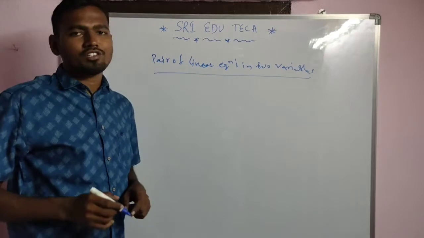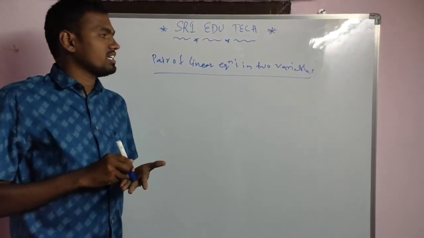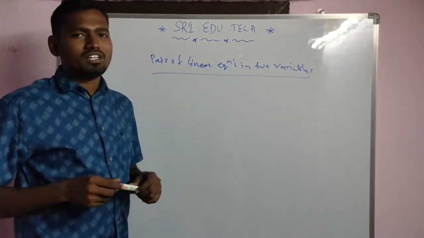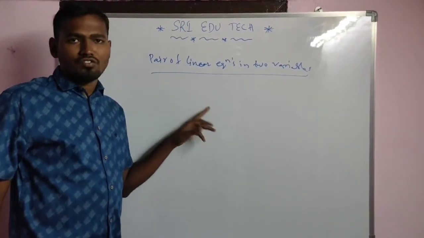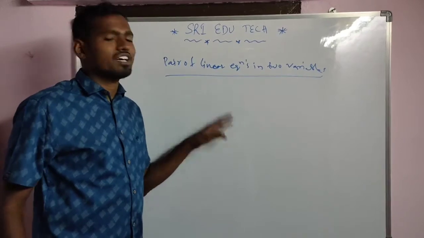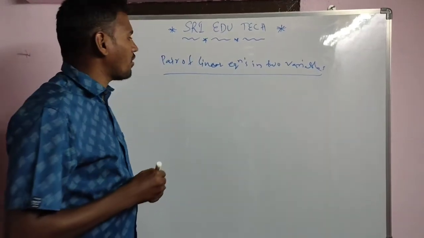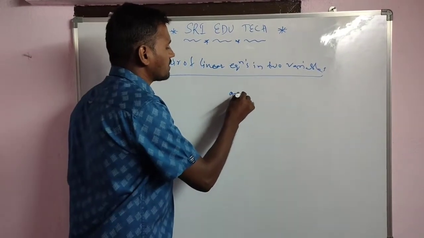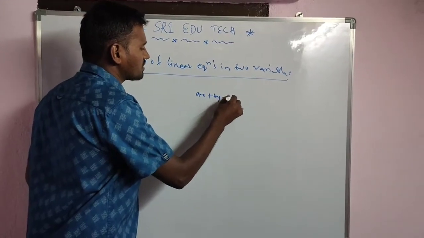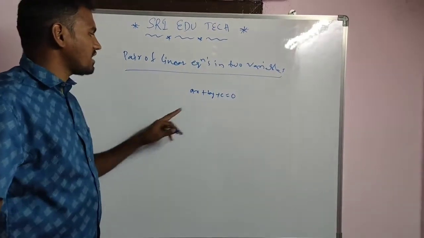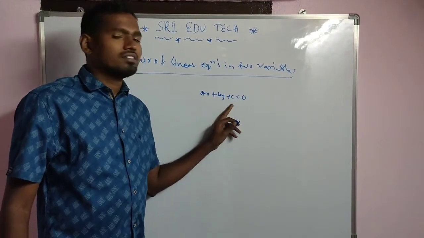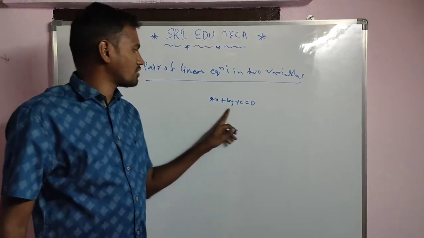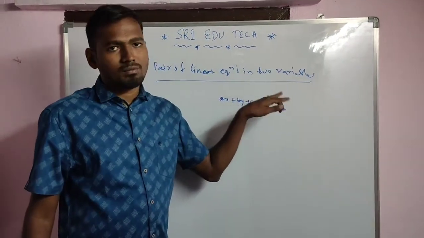First of all, what is a linear equation in two variables? An equation is said to be linear if it has two variables and three real numbers. That is in the form ax plus by plus c is equal to 0 only. In this, x comma y are the two variables, and a comma b comma c are three real numbers. This is said to be a linear equation in two variables.